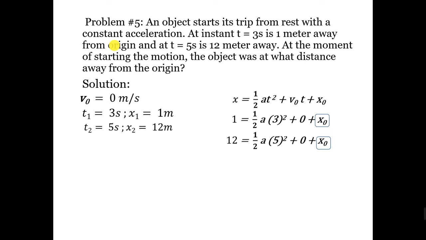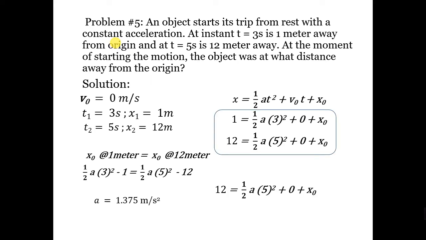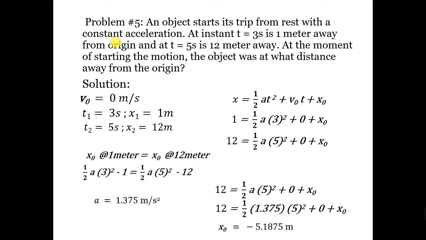Now, we will equate the equations of the two distances to solve for acceleration. Then the result is equal to 1.375 meters per second squared. Now we can solve for the distance away from the origin using either of the two equations. Let us use the equation for 12 meters. Then the result is equal to negative 5.1875 meters as the distance away from the origin.